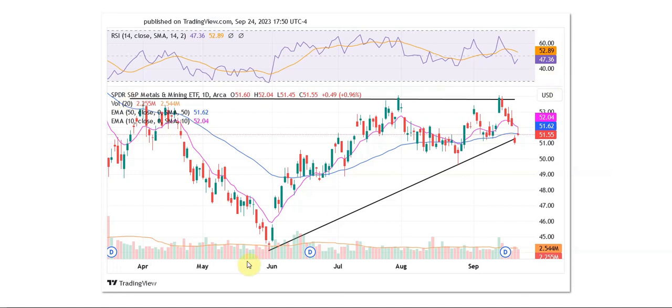What I drew here was a triangle with resistance here, and it hit it twice, and the upward sloping trend line where it hit it once, twice, 3 times, and we are actually back in, but just barely below the 10-day, below the 50-day. They have not crossed, and RSI is at 47. So this is still negative. However, slightly, ever so slightly promising that this is something that may have a chance to get back up. We'll see what happens next week.